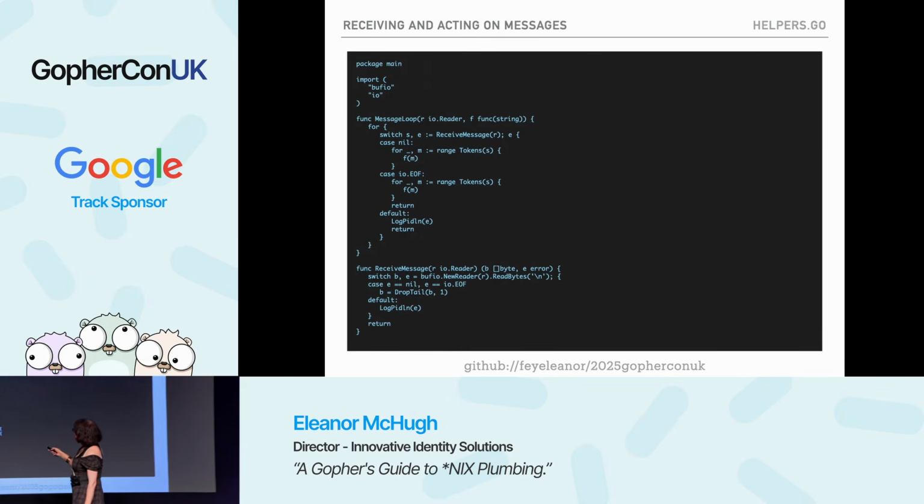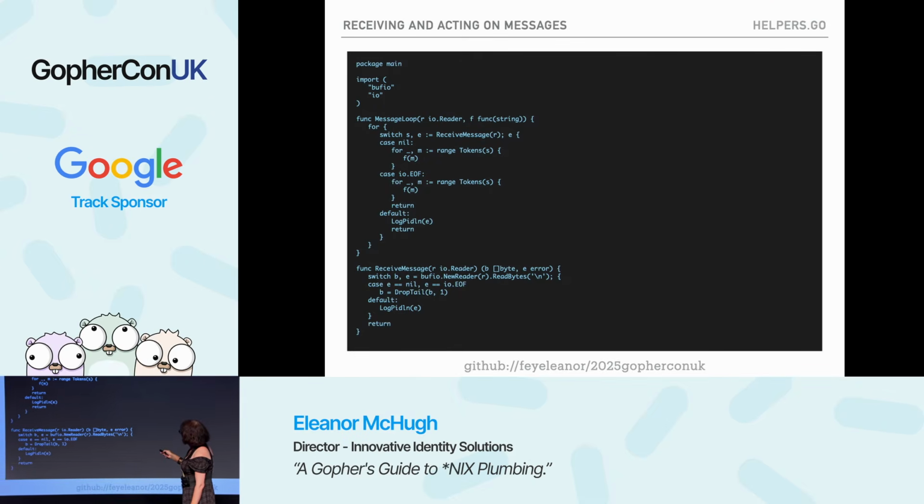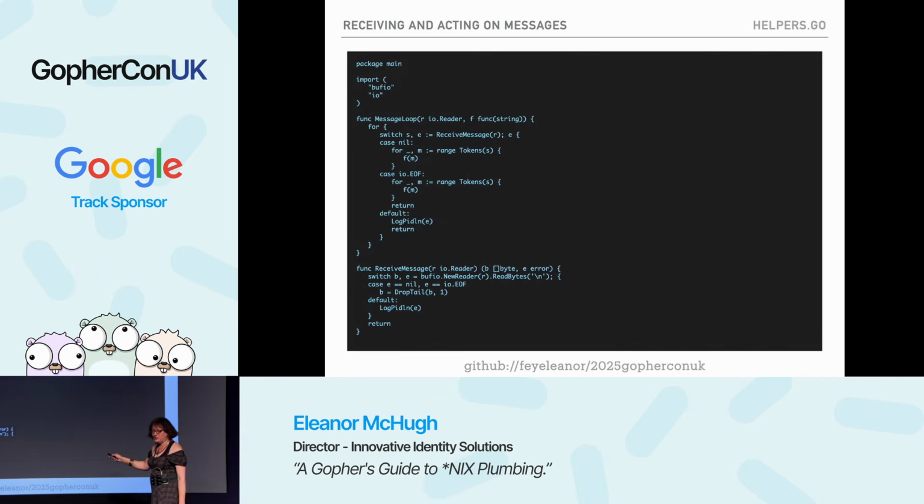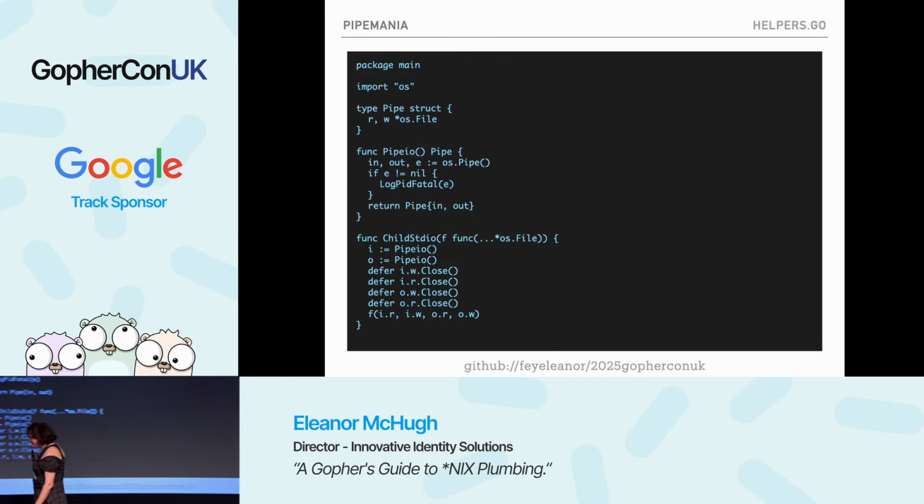In this particular case, if I don't get an error message when I receive my message, I just go through each of the numbers I get, and for each one of them, I do something. If I get an end of file, I give it a fair go. The last part of the message might be a bit messed up, but I'll give it a go. And if I do get a proper error, then obviously I'm just going to log it. So that's through that.